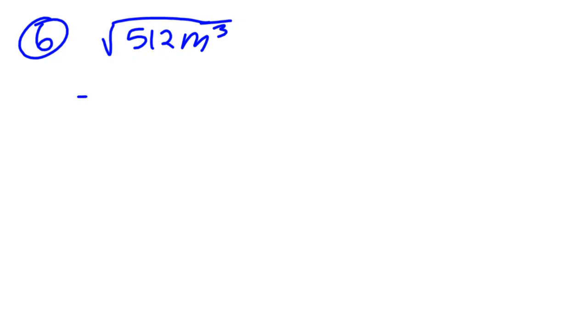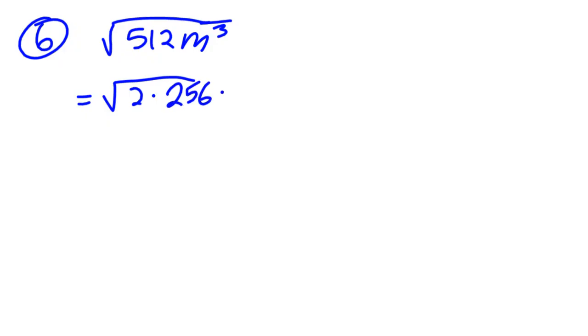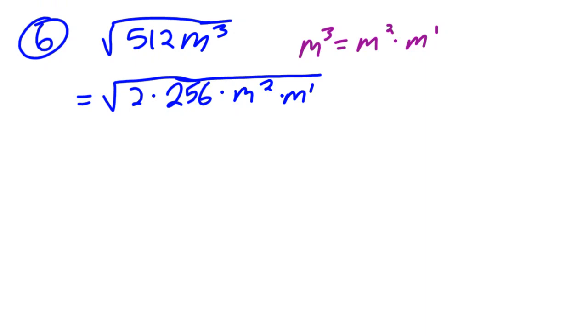So we know from the previous problem, this is rad 2 times 256. What I'm going to do is, off to the side, show you m to the third power. We can rewrite that as m squared times m to the first. We could do that because if you recall, when multiplying variables, you add the exponents. So I'm going to rewrite this as m squared times m to the first. And just like the previous problems, I'm going to separate these into different radicals.